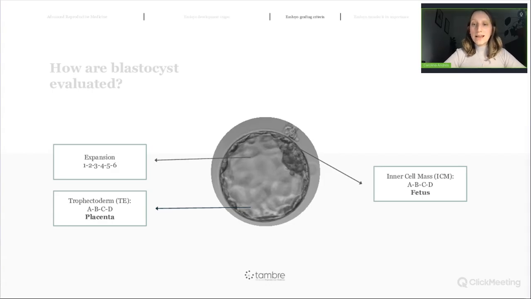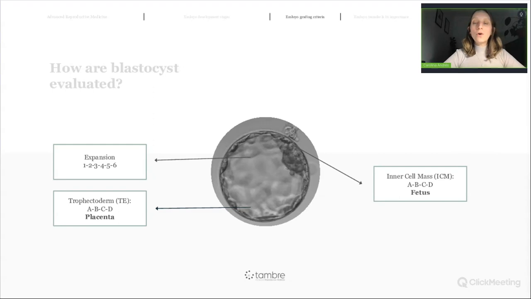Okay, so to understand how we evaluate blastocysts, there are three different aspects I want to point out. The blastocyst is formed by two parts, the inner cell mass and the trophectoderm. The inner cell mass is going to be the part of the embryo that's going to form the fetus in the future during the pregnancy. And the trophectoderm is going to be the part that's going to lead to the formation of the placenta. We are going to give them letters from A to D to evaluate the quality. In the following slide, I will explain to you more precisely the differences.